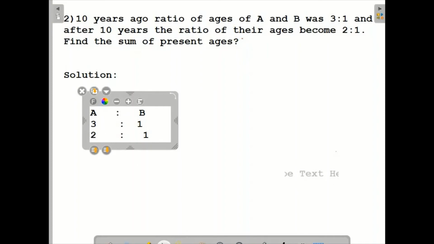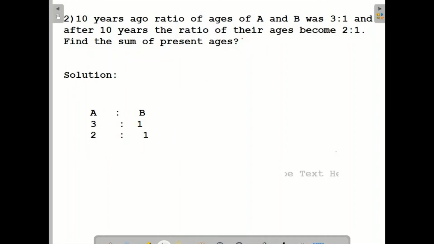We have to find the ratio 10 years ago. Their ratio is 3:1, and after 10 years, so we have to find for both the 10 years. So as I said earlier, first we have to subtract these two values, that is 2 minus 1, and we have to cross multiply the values.